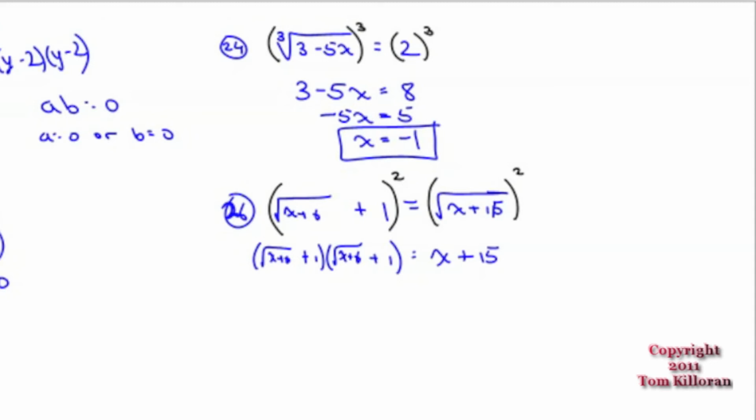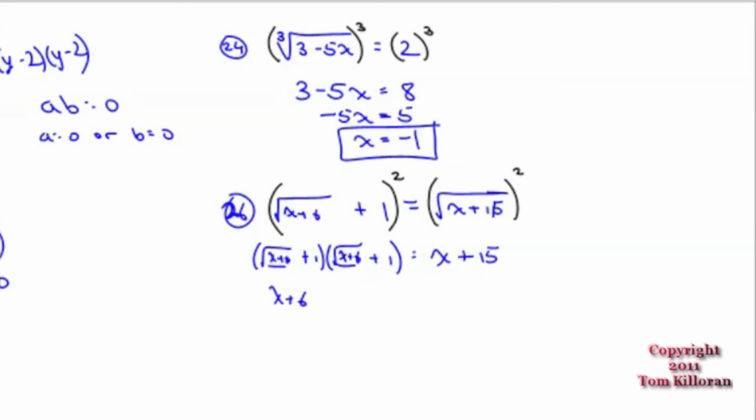How do I multiply the left-hand side together? FOIL it out. Square root of x plus 6 times the square root of x plus 6 is just plain old x plus 6, because the square root of 5 times the square root of 5 is 5. Nothing on the inside is going to change.